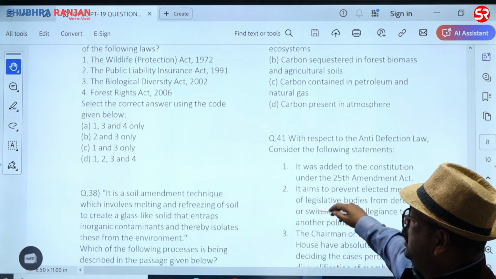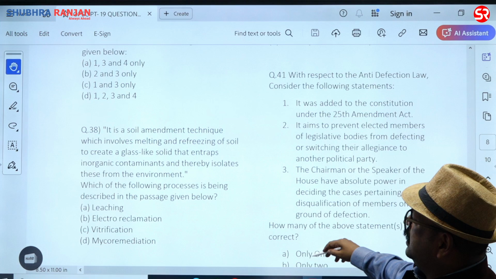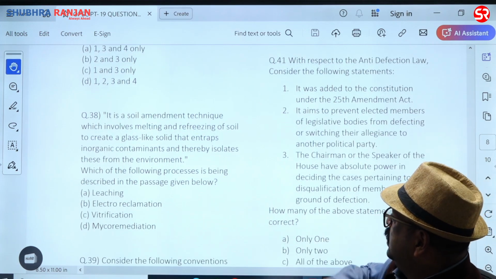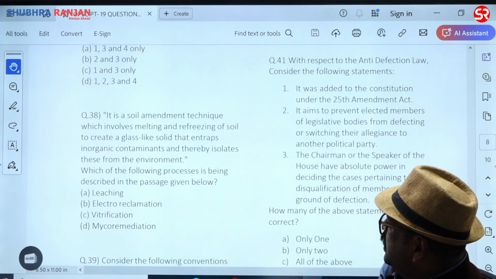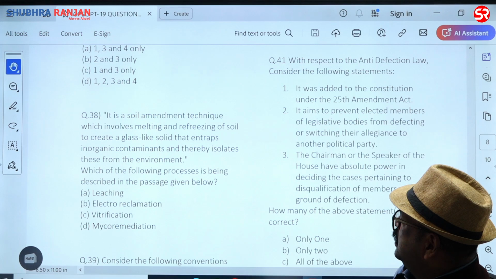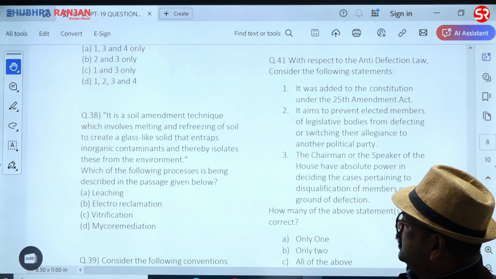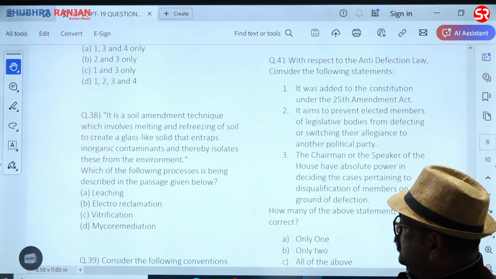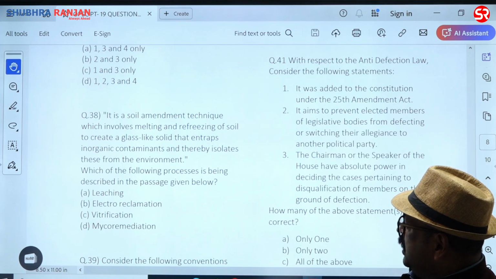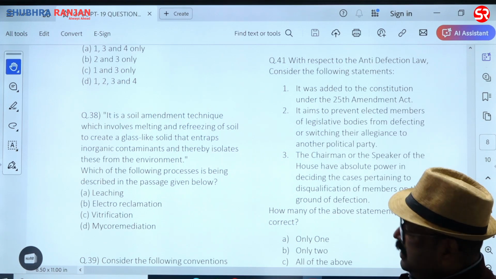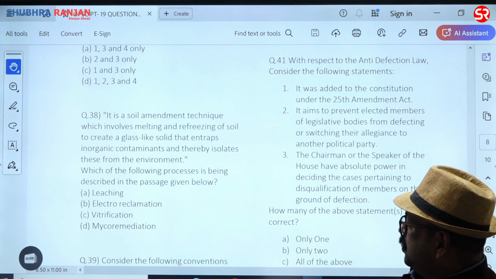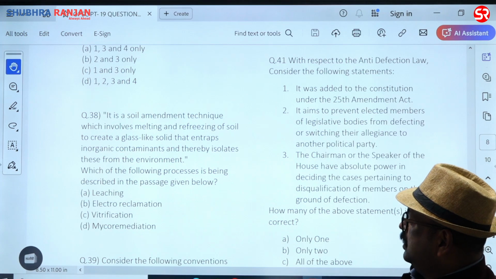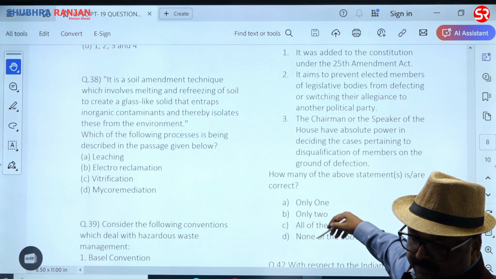38. It is a soil amendment technique which involves melting and refreezing of soil to create a glass-like solid that entraps inorganic contaminants and thereby isolates them from the environment. Which of the following processes is being described in the passage? 38, and that is vitrification. Vitrification is the process which is described over there. 38, answer is Charlie. Okay.